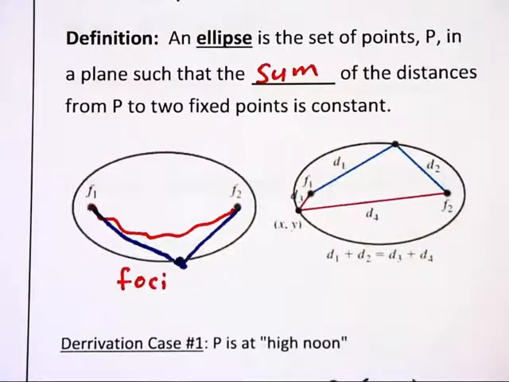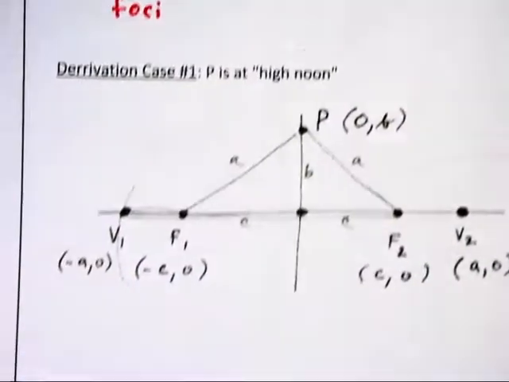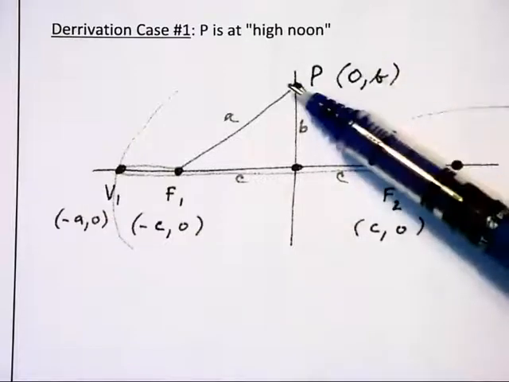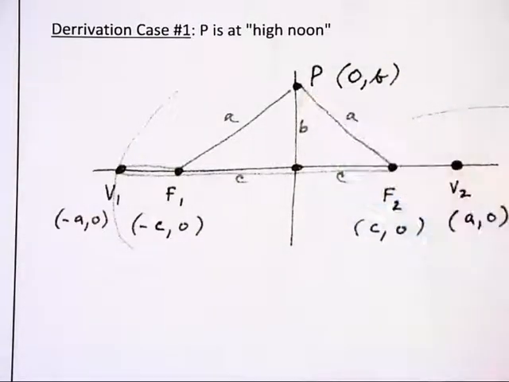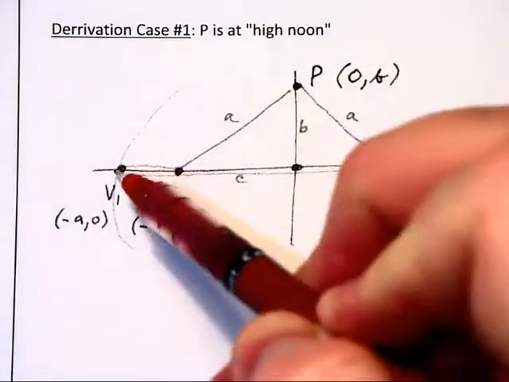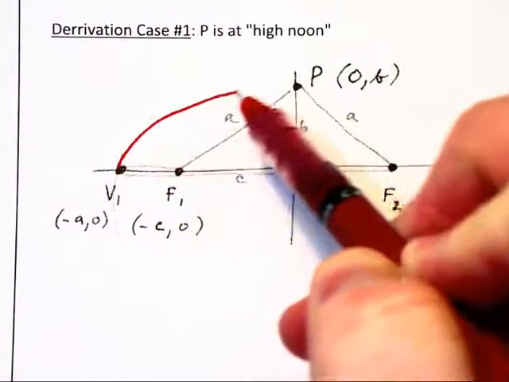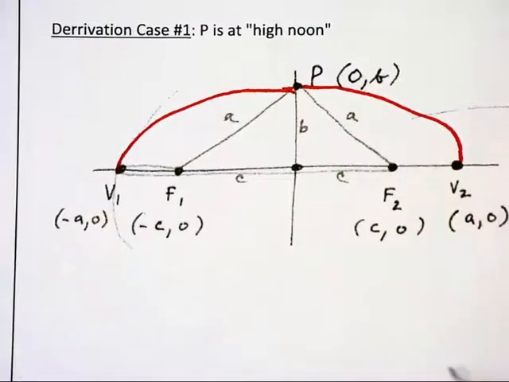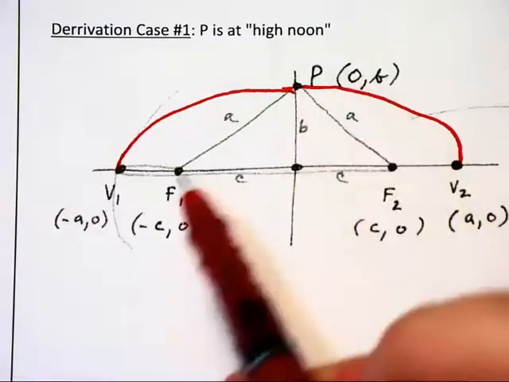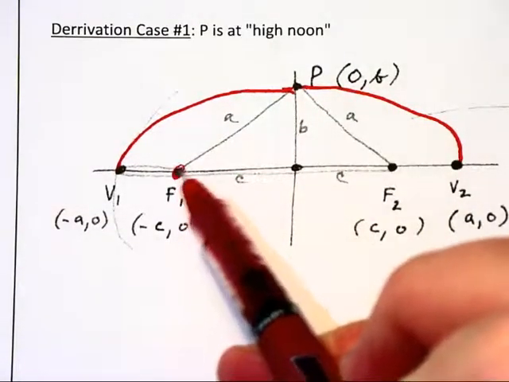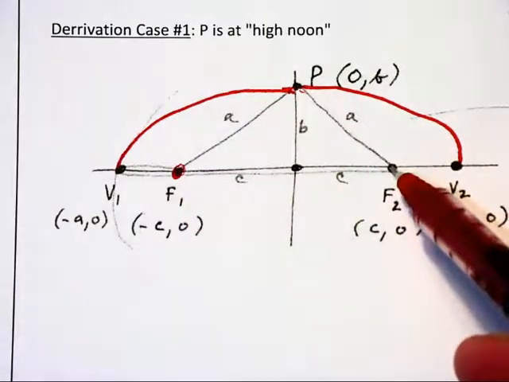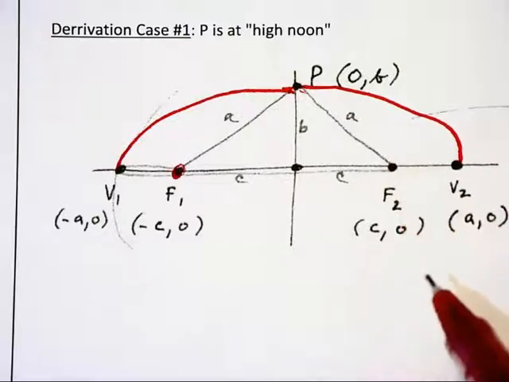Okay? Now, to derive the equation of the ellipse, we need to break this into a couple of cases. The first is where your point is straight up above the center of your curve. Your actual ellipse here is being drawn looking something like this. There's the top half drawn for you. And your string is being stretched from the first focal point up to this point P, down to this second focal point, F2 I should say.